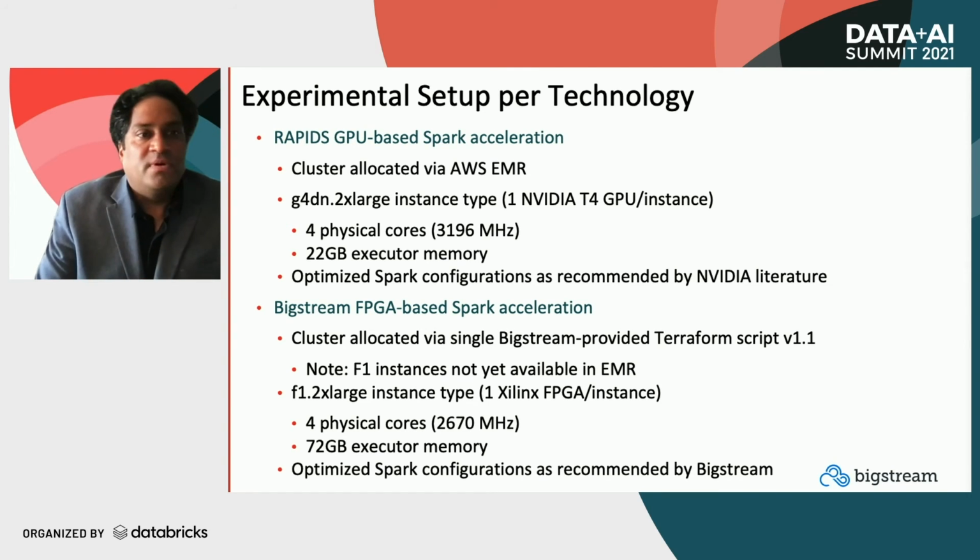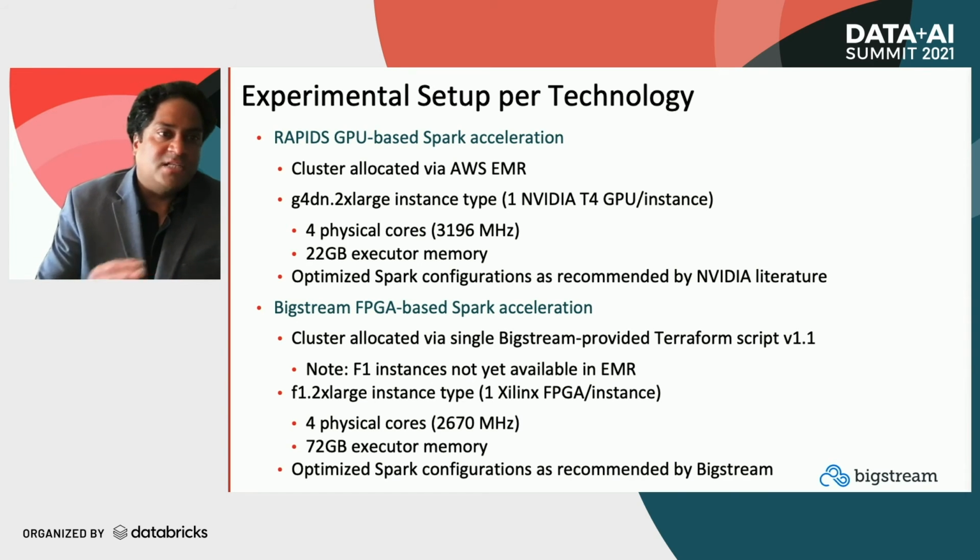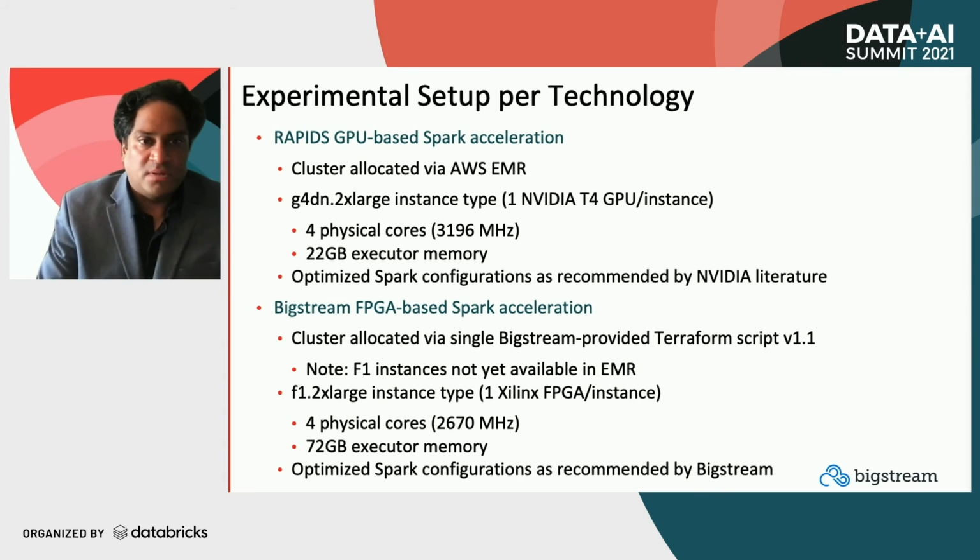We did a similar thing with the Bigstream FPGA-based Spark acceleration. Now, F1 instances, which are the FPGA instances in AWS, are not yet available in EMR. We're actually working on that with AWS. But we're able to allocate them using a Bigstream-provided script in much the same way. It works almost the same as EMR in terms of ease of use. And you can see the characteristics of the F1 instance. Obviously it's got a slower CPU, more memory. We have optimized the Spark configuration. But I just want to emphasize that we're running on two different instance types, so there's no real direct comparison to be made between the two technologies, but we do get a sampling of the performance that's possible.